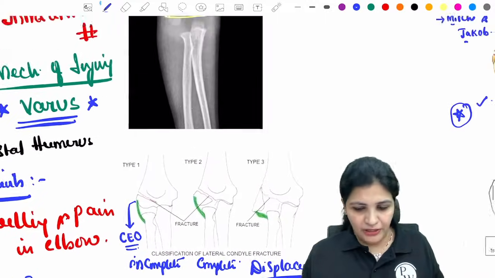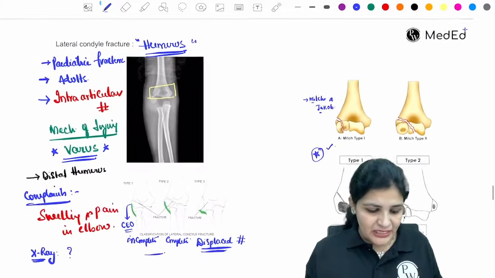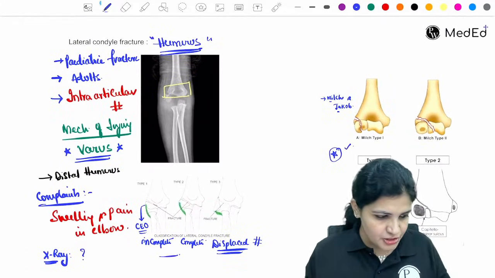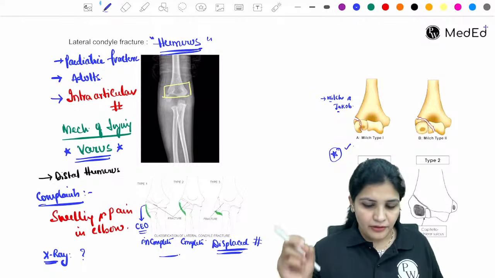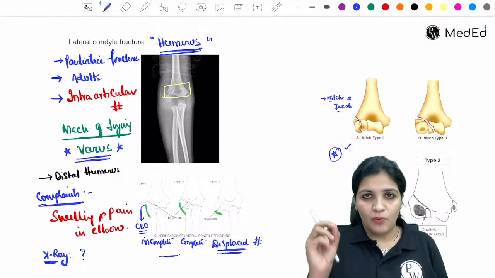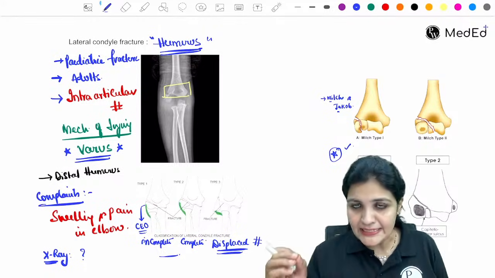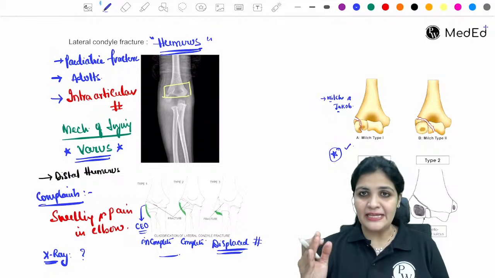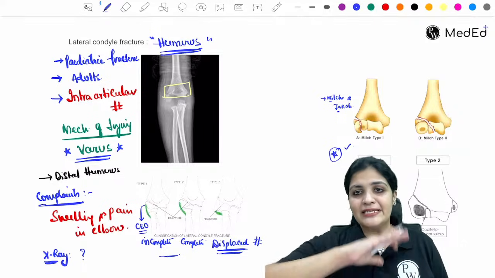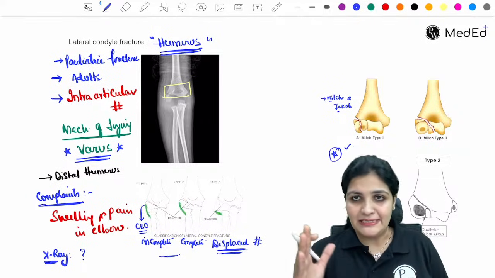Radha, good evening. But what is most important, guys? You're going to write about the Milch classification, and what is the important thing we have to remember? The capitulotrochlear sulcus. If it is only up to the sulcus, it is type 1, and if it is involving the trochlea, it is type 2.